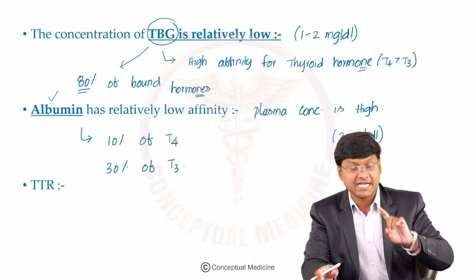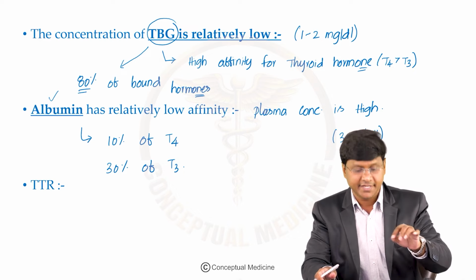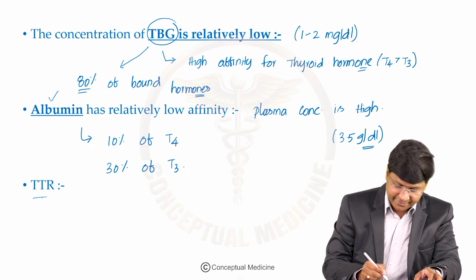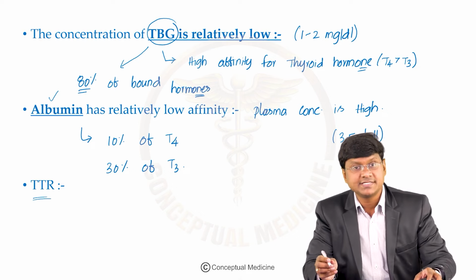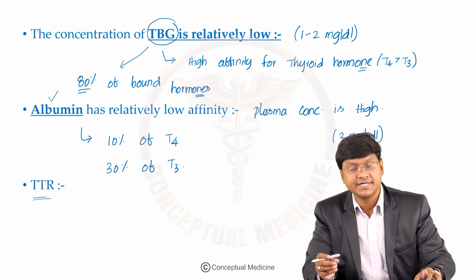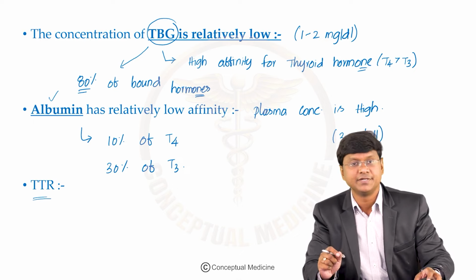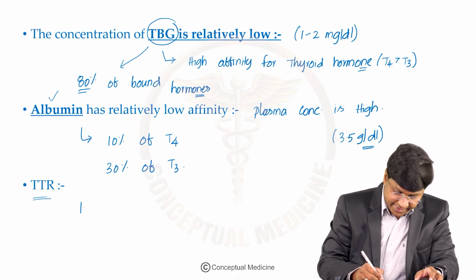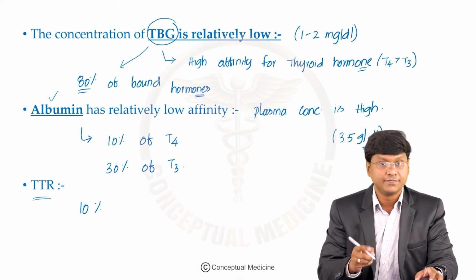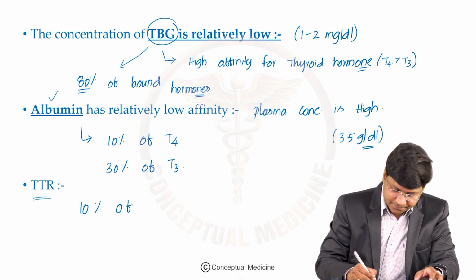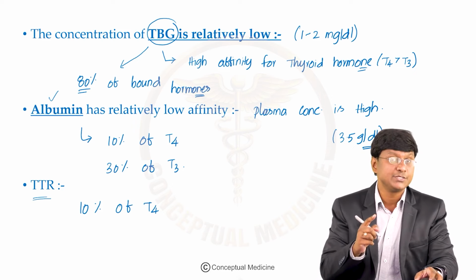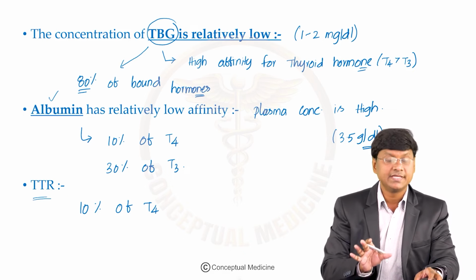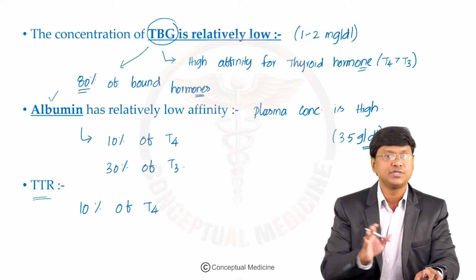But the plasma protein having the highest affinity is your thyroxine binding globulin. Then next we have transthyretin, which is also called thyroxine binding prealbumin. This transthyretin, TTR, carries about 10% of T4 but little T3. So this is about the affinity of your thyroid hormone to the plasma proteins.